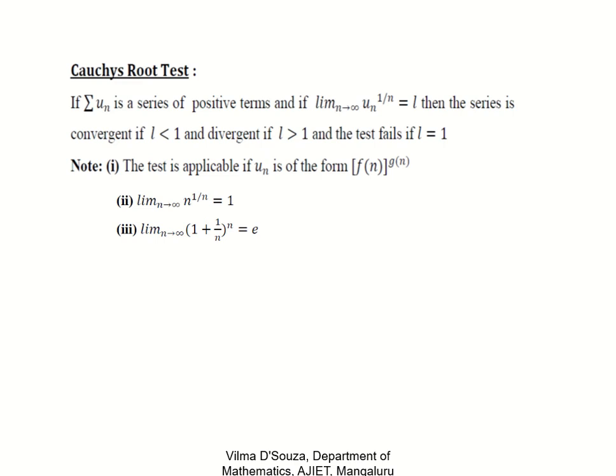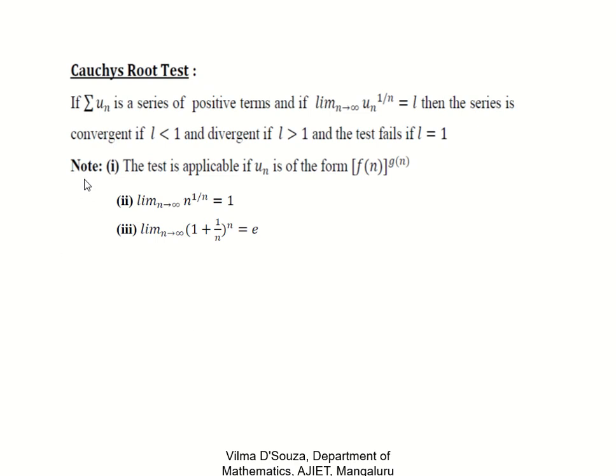So remember, you have a series sigma un of positive terms and you find the limit of un to the power 1 by n as n tending to infinity. Suppose it is equal to L, then the series is convergent if L is less than 1, divergent if L is greater than 1, and this test, Cauchy's root test, fails if L is equal to 1. So if L is equal to 1, using Cauchy's root test you cannot decide about the convergence or divergence of the series.